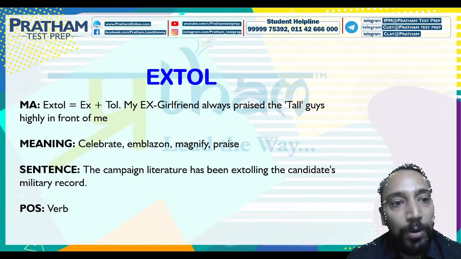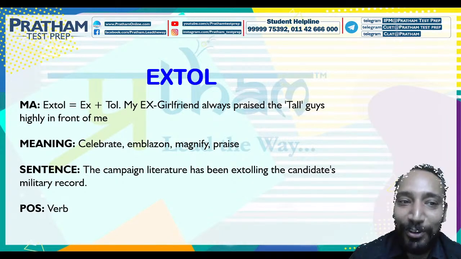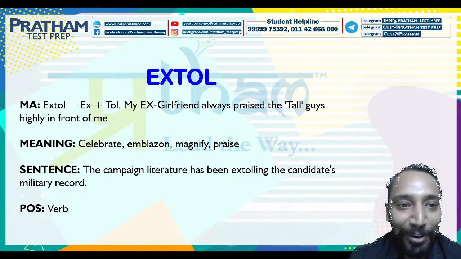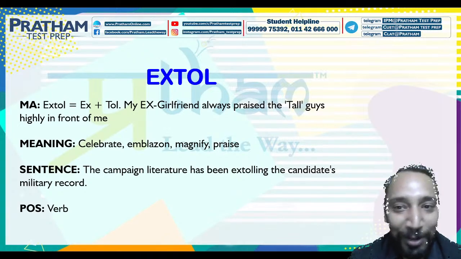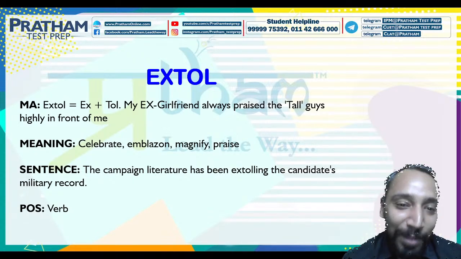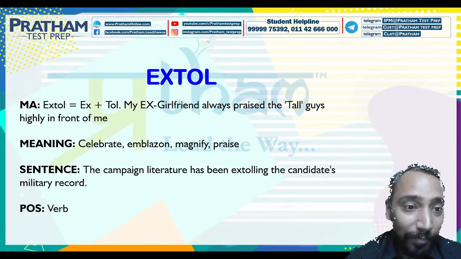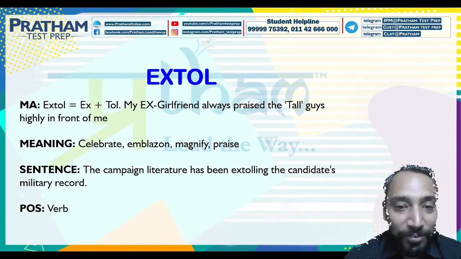Next word, extol. Wow, that's a nice word. Ex plus tall. My ex-girlfriend always praised the tall guys highly in front of me. Wow, no comments on this one, right? So the meaning is celebrate, emblazon, magnify, or praise. The campaign literature has been extolling the candidate's military record.